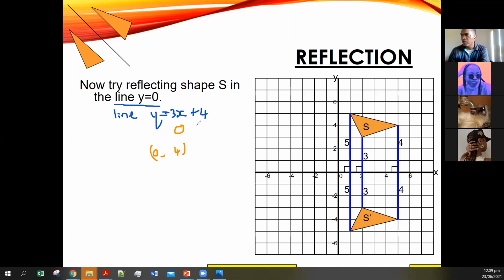That's my first point. Then I say when y is 0, if I make y 0, what is x? X will be, just give me a quick moment.